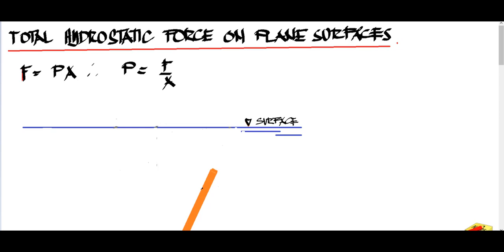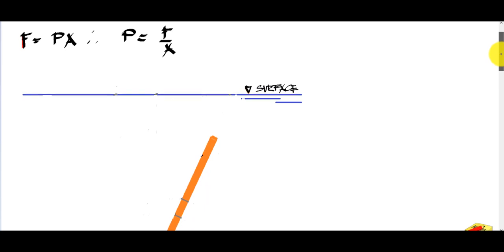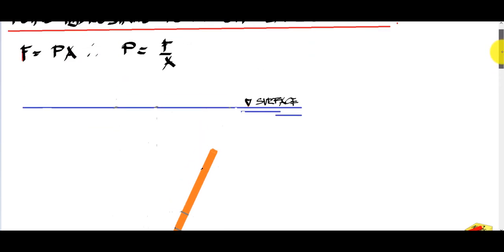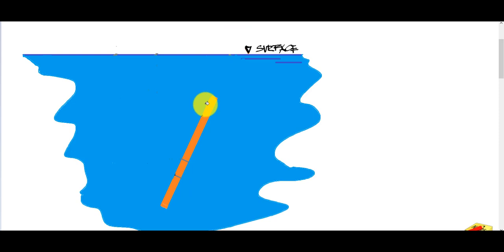Today we're going to discuss total hydrostatic force on plane surfaces that are submerged in bodies of water. So considering we have here a body of water, then I submerge an object, then it is submerged. So considering we have a plate of arbitrary shape, so we don't know, it depends on the type of object that is being submerged. So it is completely submerged in a liquid as shown in the figure.